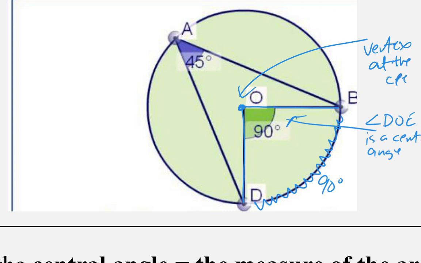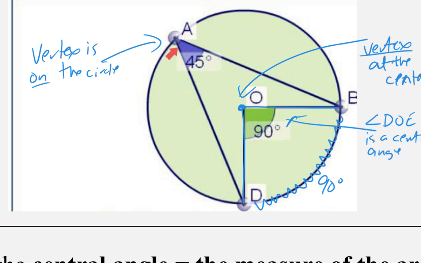Right? So that's the vertex is at the center. All right, now on this one, the vertex is on the circle, right? So it's on the circle. So we said it has to be half of the arc, right? So if the arc is 90, it makes sense that that one's 45, right?